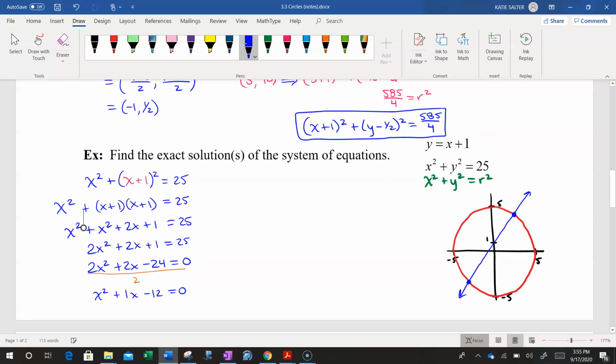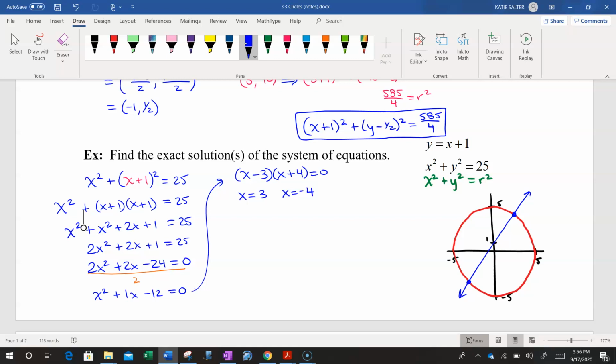And if we use our factoring technique, we're looking for two factors that multiply to negative 12 and add to positive 1. I'm just going to rewrite this over here real quick. That would give us (x − 3)(x + 4) = 0. So we get x = 3 and x = −4.